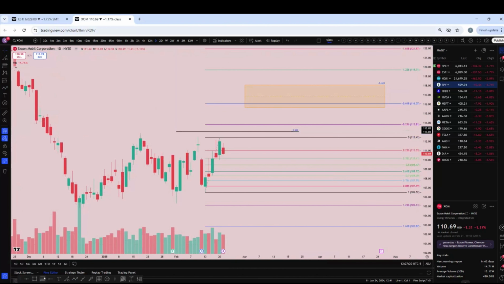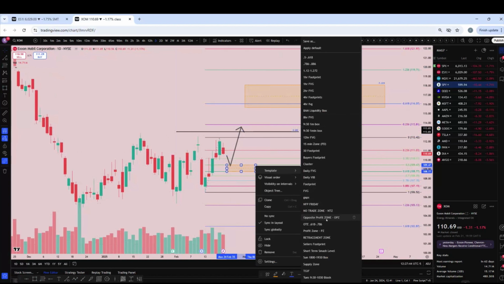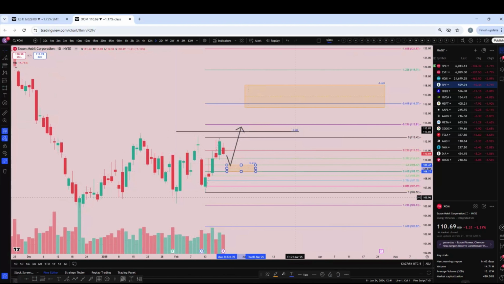Let me move this out the way. We come down here, hit this .5 level, and then we go up. So the better entry would be down in this area here, anywhere between 105 or 108 to 109. That's where I would take it for XOM if you want to take longs for the week or for a monthly time frame. Let me mark that out.